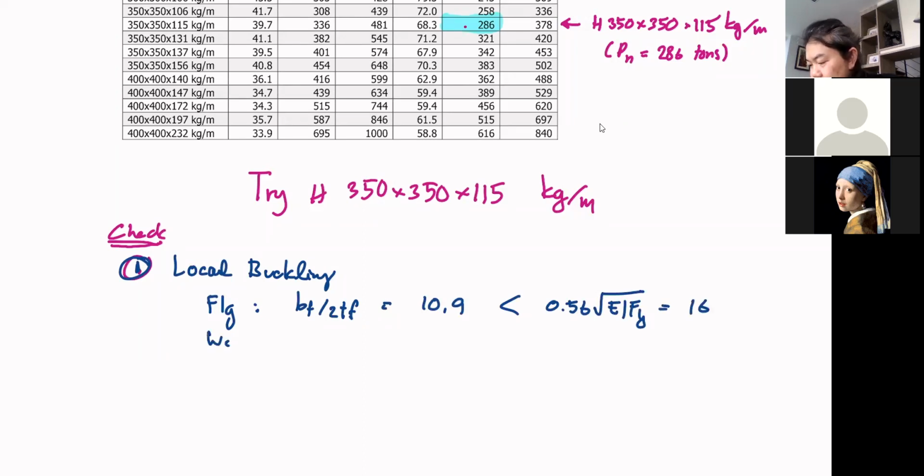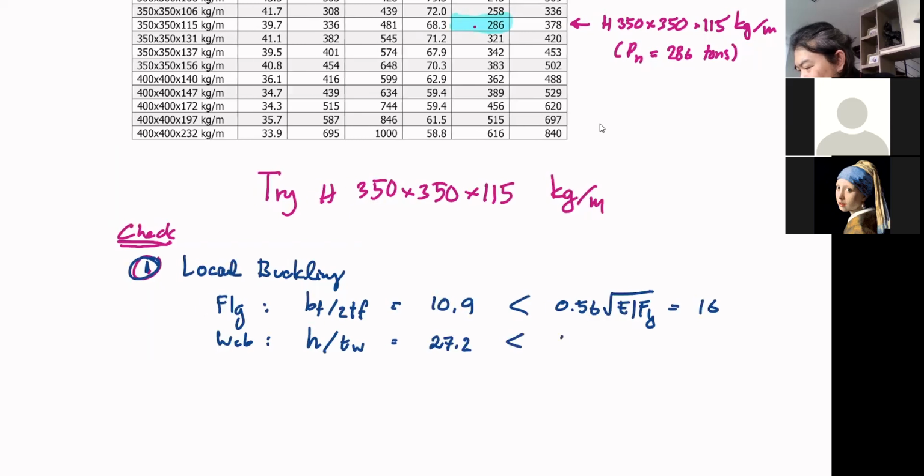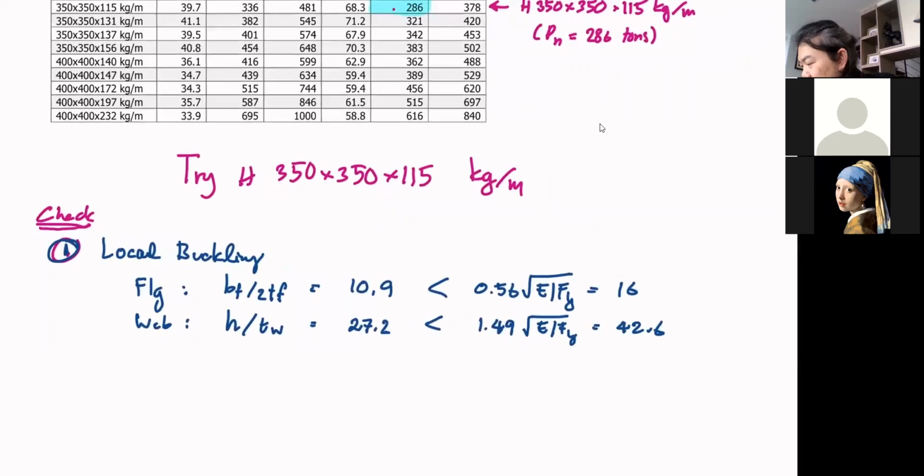And for the web, H over TW, which is 27.2. And now you sort of know automatically that this is less than 1.49 square root E over Fy, which is 42.6. So you can say we get a big okay: compact section, no local buckling problem.